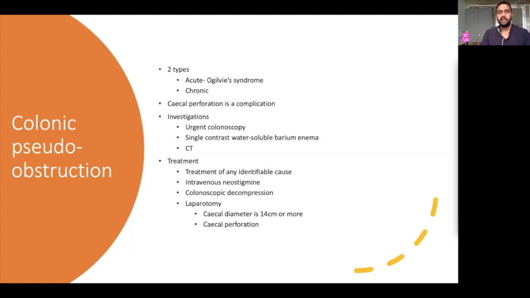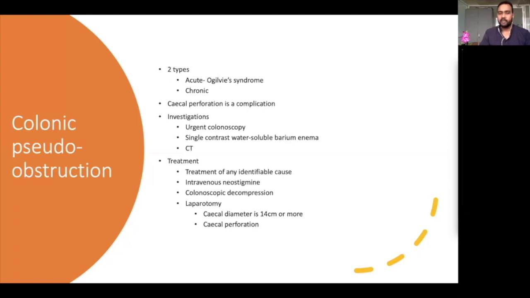Intravenous neostigmine is the management for colonic pseudo obstruction. Usually we give 1 milligram intravenously, one dose, and then wait for a few minutes. If it is not responding within those few minutes, then we have to give another 1 milligram of neostigmine. But while we give neostigmine, the patient should be on a commode, right?